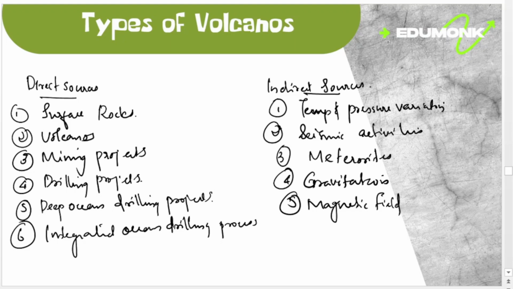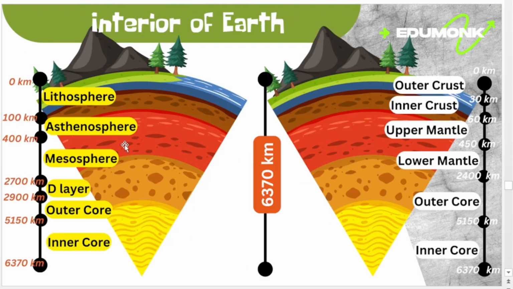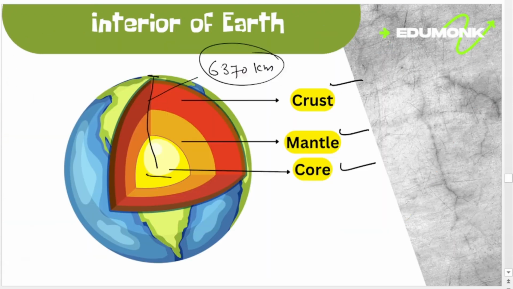Then first of all, we can go into our first layer, that is crust. Crust is the outermost layer of our Earth.